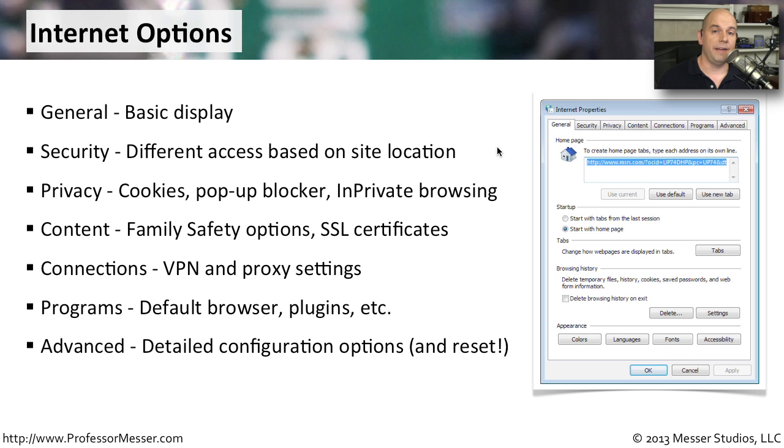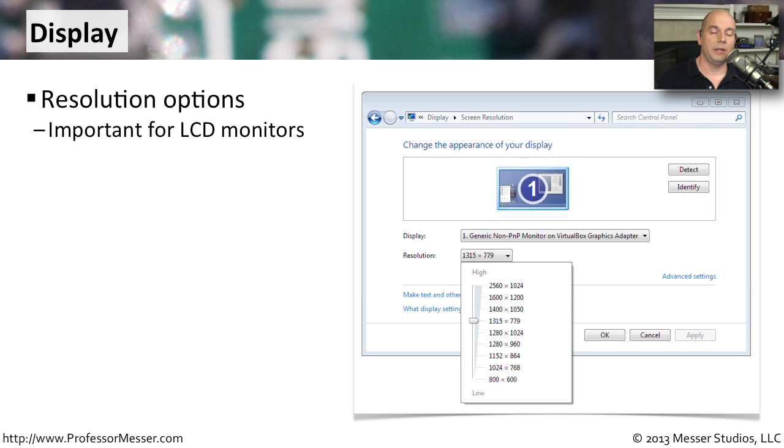And finally, the Advanced tab allows you to get into very detailed configurations of your internet browsing. For instance, if you wanted to enable or disable JavaScript, you could do that inside of the Advanced tab. All of these work together to be able to determine what your internet browsing experience is going to be like. Under Windows XP, Windows Vista, and Windows 7, you will find a display option inside of your control panel.